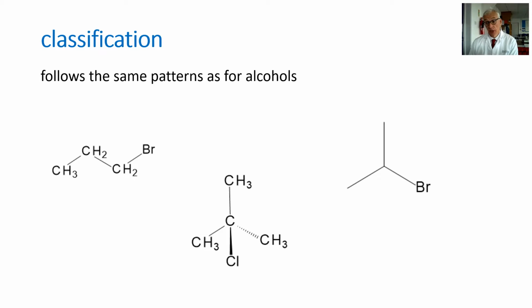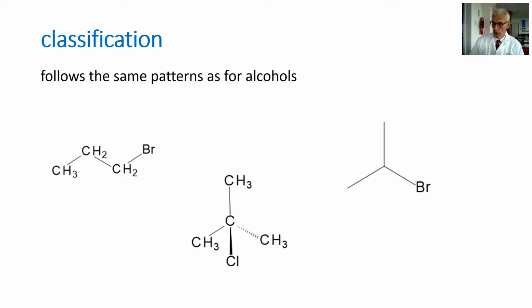So just as the structures of alcohols were classified, similarly for haloalkanes, exactly the same idea. So could you look at these 3 examples and classify them as primary, secondary or tertiary? Pause the video and do that now.